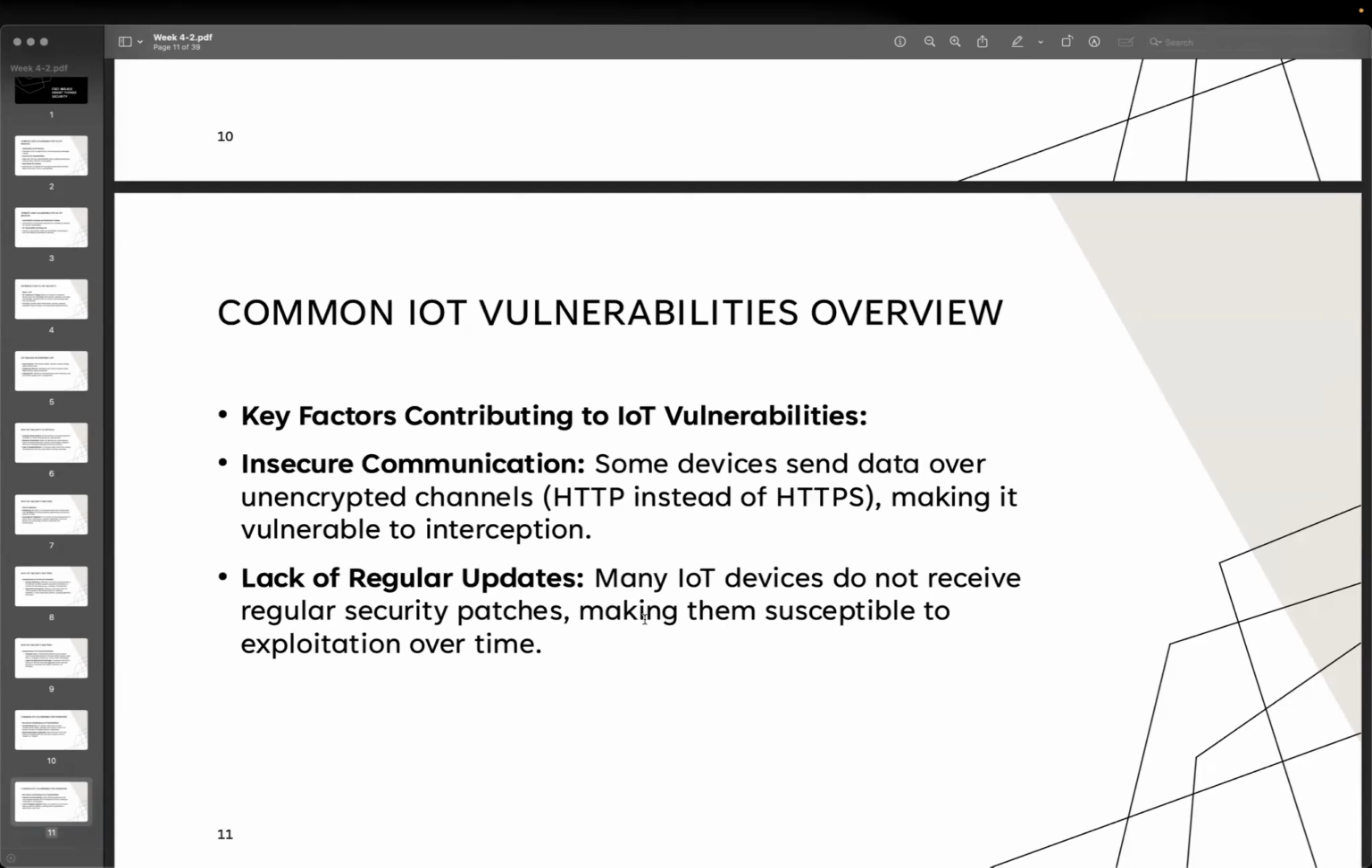That means if some attacker is able to figure out some backdoor vulnerability and control the devices, but they didn't upgrade their system, OS or firmware, then they will be susceptible to exploitation over time. So that's one cause.